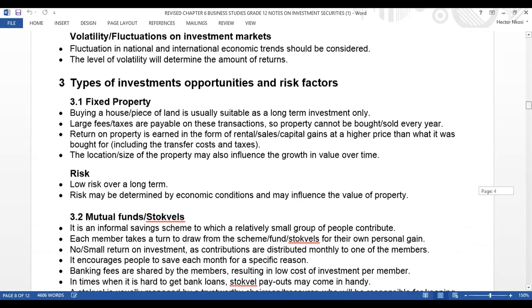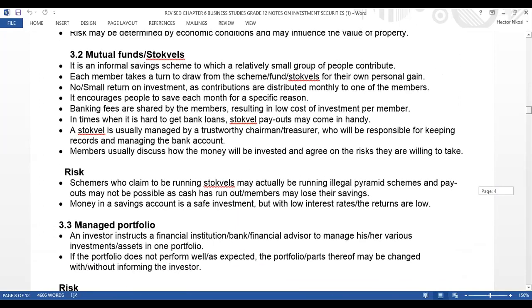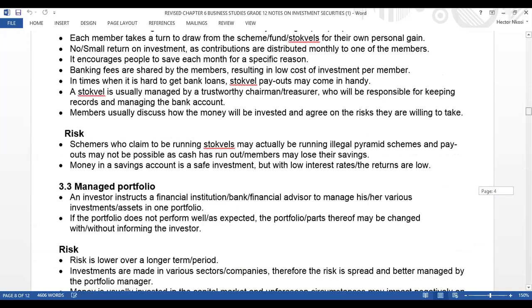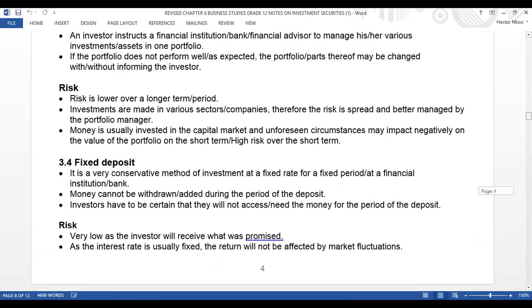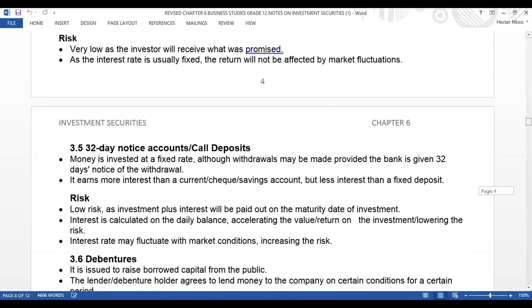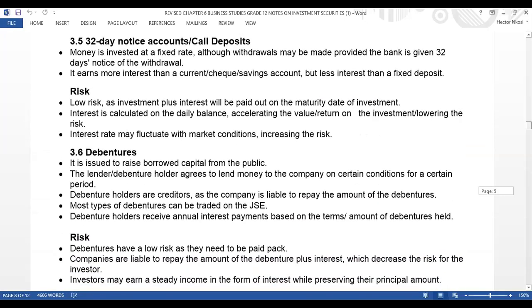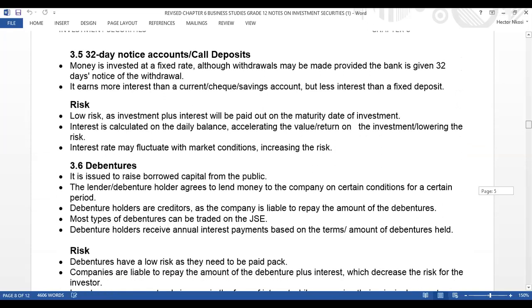We looked at fixed property. We looked at unit trusts, which are your mutual funds, and we also looked at the risks for unit trusts. We looked at your managed portfolio and its risk. We looked at your fixed deposit and its risk. We also looked at 32-day notice accounts, or call deposits, and their risk. We finished with 32 days notice.